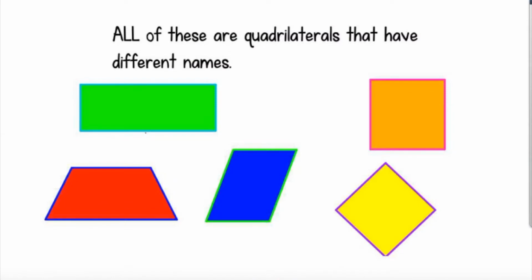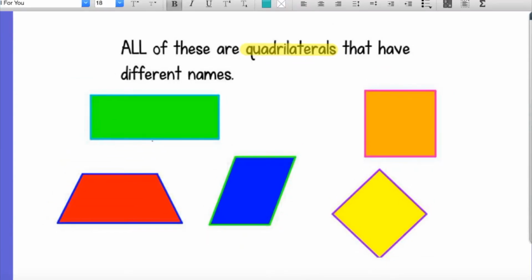So looking at this word quadrilaterals, that is a main part of our 3rd grade geometry. These are all quadrilaterals, and I want you to think back to when I was going over the vocabulary. How many sides does a quadrilateral have to have? Okay, the answer should be 4 sides.